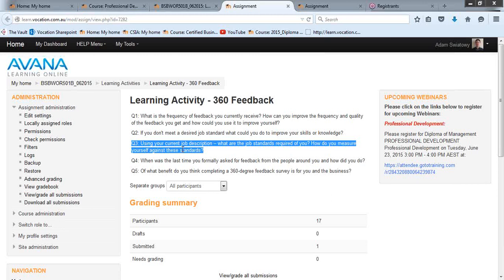Others may have more challenging ways of measuring themselves, especially when you have things like customer satisfaction levels, which can get a little bit more difficult to measure, although there usually are ways. So please just let us know the way that you effectively measure yourself up against your job standards.